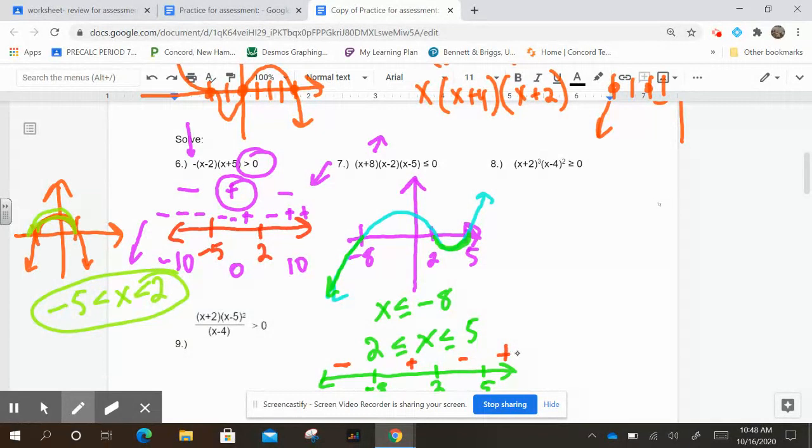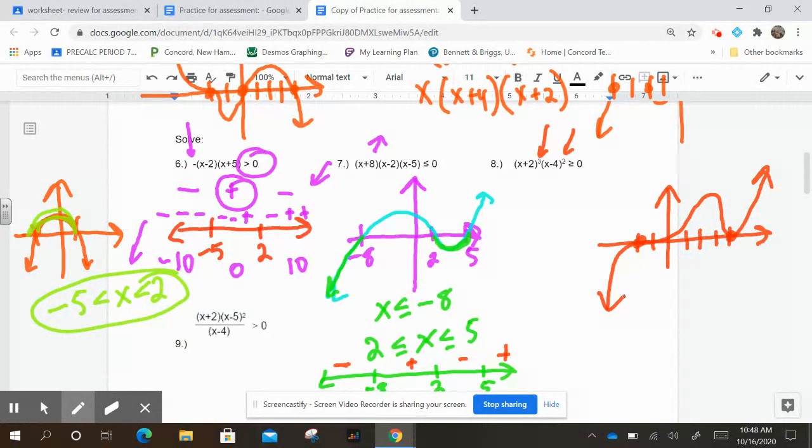Number 8, I'm going to do this one just by graphing for right now. Okay, so I have -2 and I have 4. So this is a triple root, which means it's going to go right through. That's a double root, which means it's going to bounce off. So I have my triple root and I have my double root. So it'll look like that.